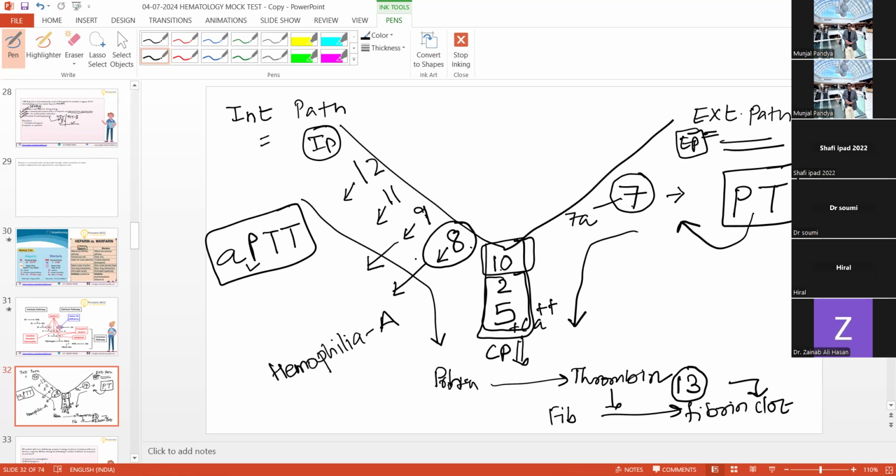Factor 8 deficiency, hemophilia A. This is hemophilia B and this is hemophilia C. So no need to mug up. Hemophilia A, factor 8 deficiency; hemophilia B, factor 9 deficiency; factor 11, hemophilia C.